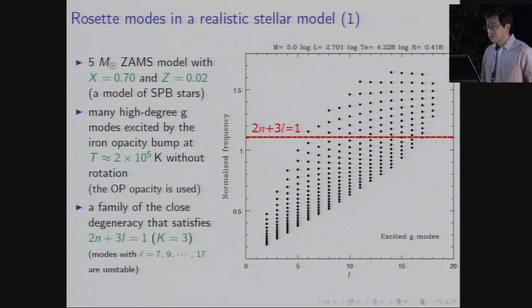What is more important is that we can find a family of close degeneracy, which is indicated by the red dashed line here. So we can certainly construct a rosette mode by adding rotation to this model. And its structure is totally consistent with what we expect from asymptotic analysis.